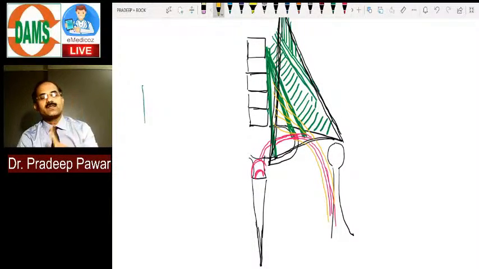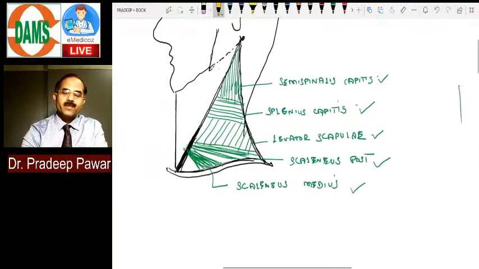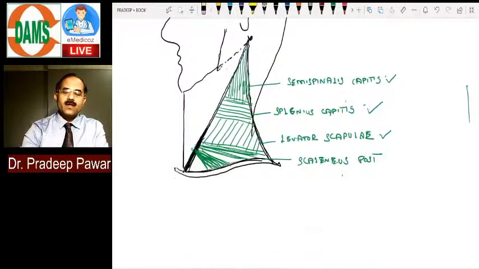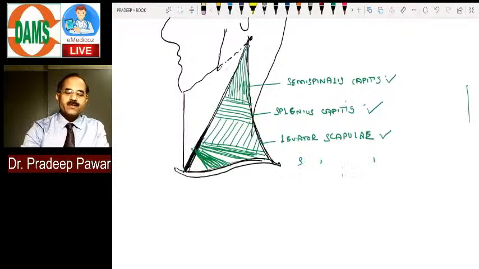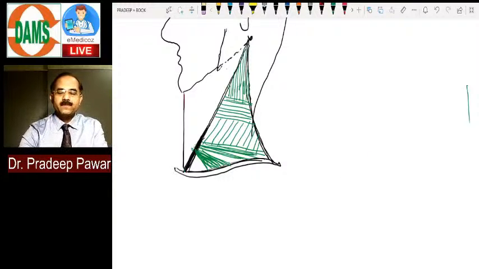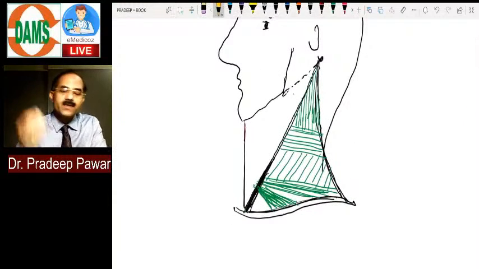Yes, so now we discuss the contents of the posterior triangle. The floor is clear to all of you, no? So next, coming to the contents of the posterior triangle. Contents would be: one, the subclavian artery. The second is the brachial plexus. And now understand this.